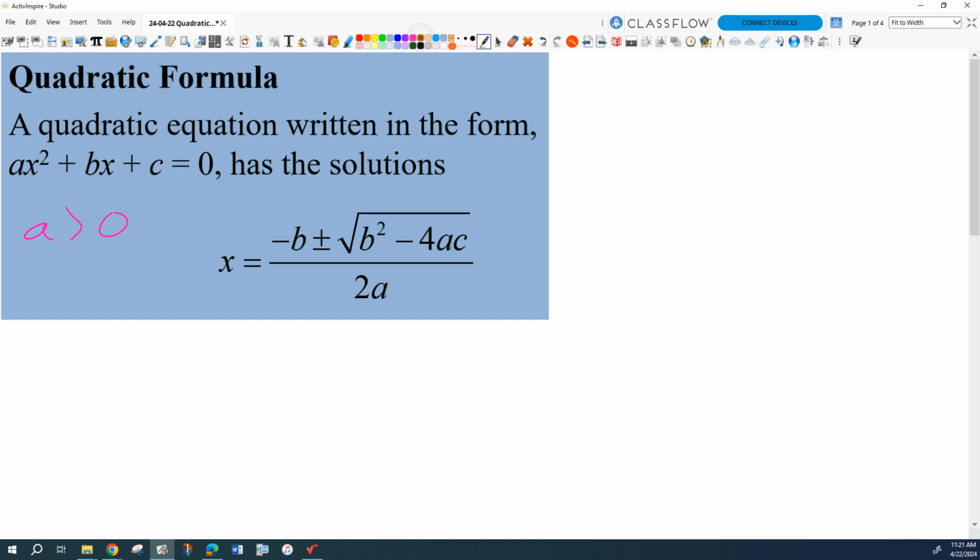So what does that mean? Let's take an example. What if I set stuff equal to 0 and I had negative 2x squared plus x minus 3 equals 0, for example? Is a positive? No, it's negative, right? A is negative 2. How do I make it positive? There's one very simple step I can do. What would I do?